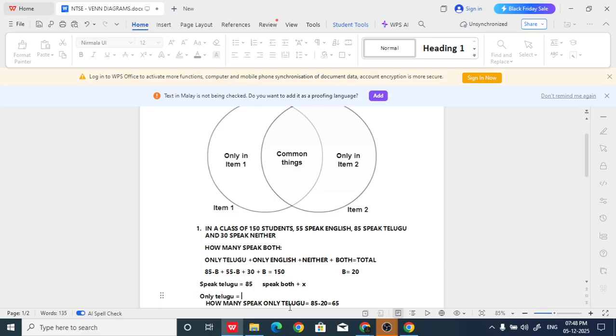Only Telugu is, from that 85, you have to remove this common thing. That is that we don't know. The common thing is X. So only Telugu will be 85 minus X. Am I correct?